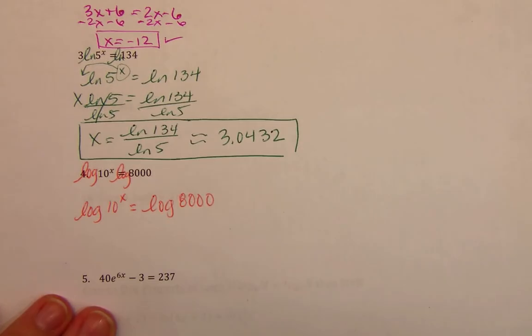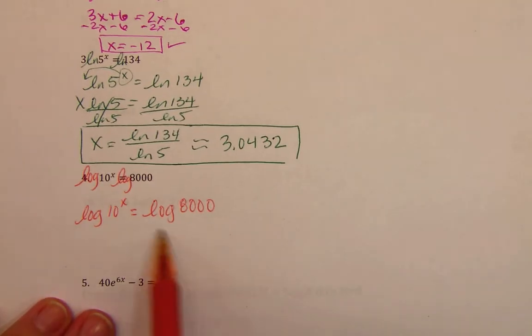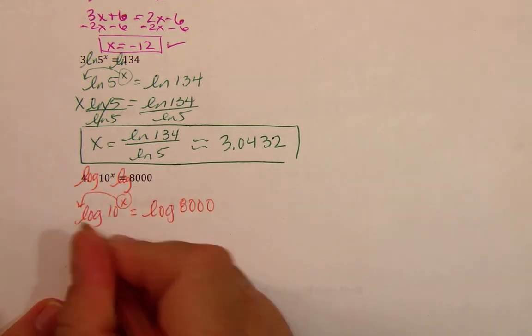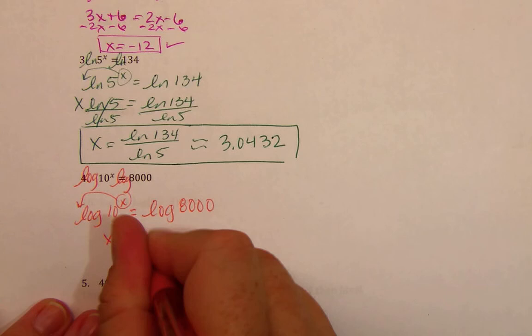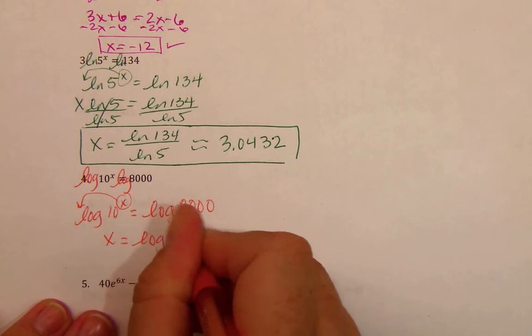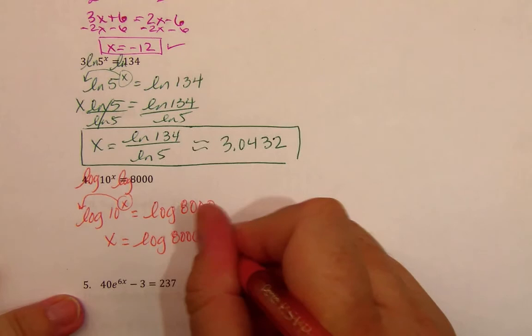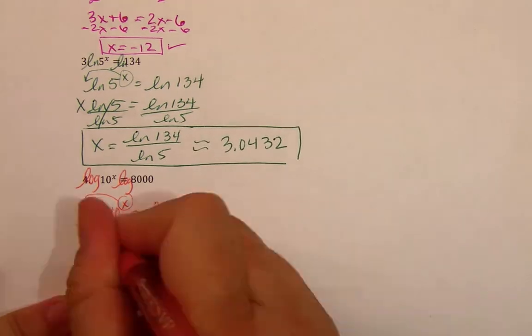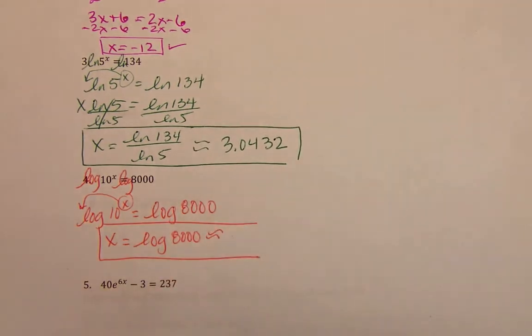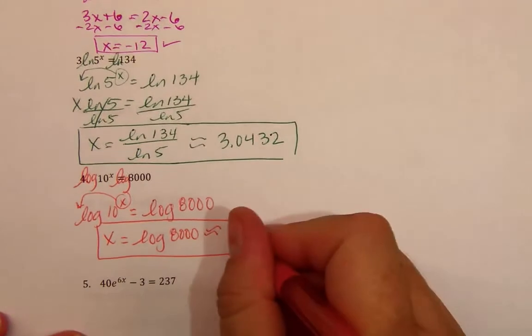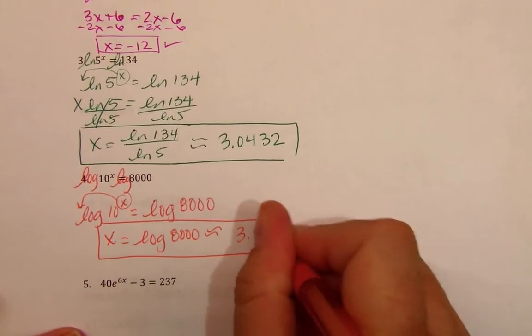And what we can do here then is bring that x out front. Log base 10 of 10 is just 1, so we have x is equal to log of 8,000. Okay. So that's our exact answer. I can plug that in my calculator and get my rounded answer. And I get 3.903. We'll leave it at that. 3.9031.